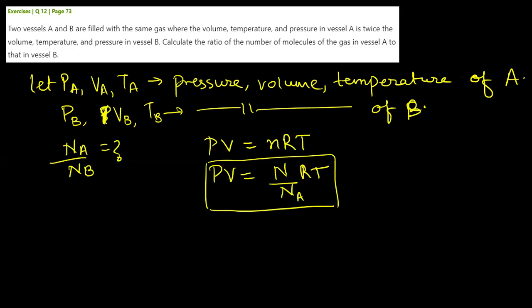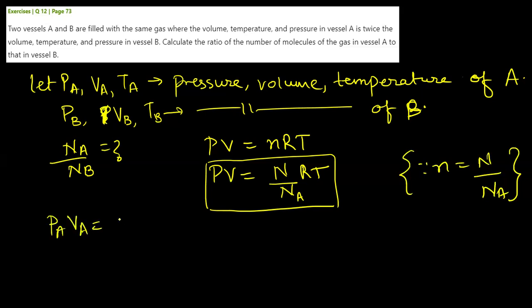Capital N is number of molecules, Na is Avogadro number, small n is number of moles. There are three things that we should make clear. Small n is number of moles, but we are being asked number of molecules. So there is a formula for number of molecules: number of moles n equal to number of molecules N upon Avogadro number Na. Small n is number of moles, capital N is number of molecules, Na is Avogadro number. So if I write it for two cases, I can write PAVA equal to NA upon Na, where Na is the Avogadro number, into RTA.